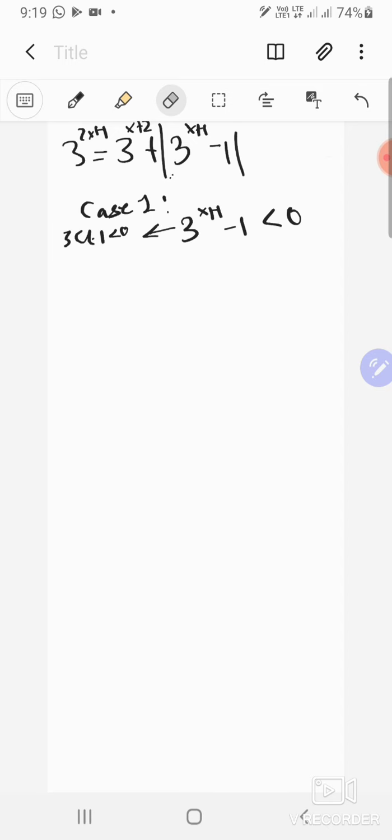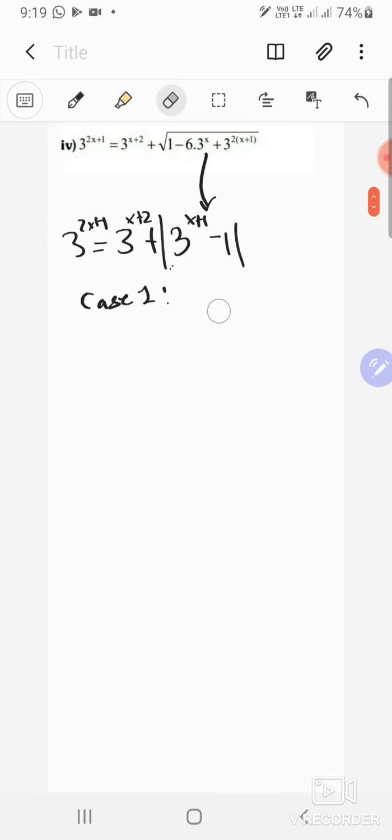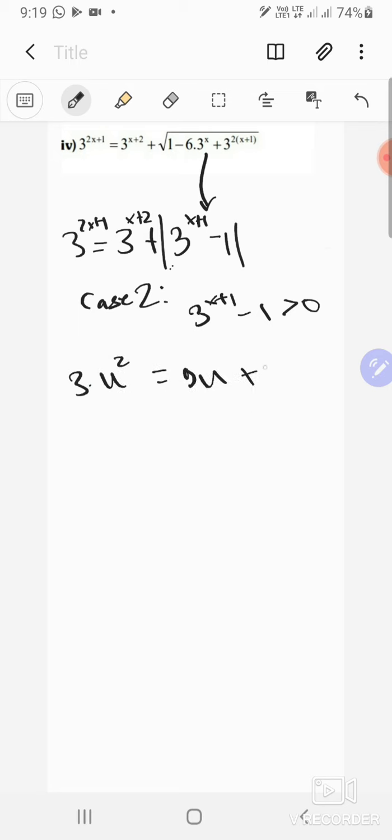This mod can be opened with a negative. Case 2 says to open this mod with a positive, so 3 to the x plus 1 minus 1 is greater than 0. In that case, we get the same kind of stuff: 3 times u squared is equal to 9u plus 3u minus 1. It's like 3u squared minus 12u plus 1 equals 0.